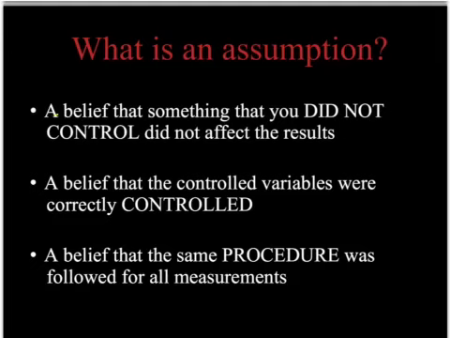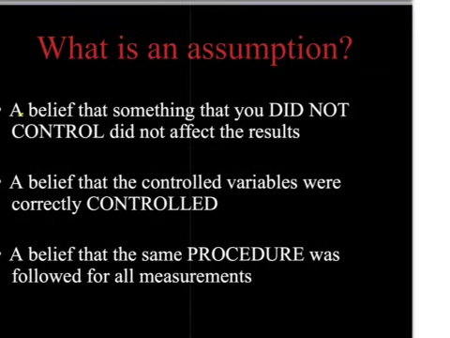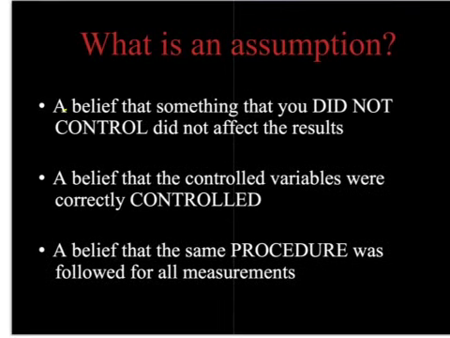So let's consider this in terms of our Rocketman lab. Let's look at this first one here. A belief that something that you did not control did not affect the results. Well, if we consider the fact that we were outside, we obviously couldn't control the wind, and so therefore we did not control that. And so a valid assumption is that the wind did not affect the results. We assume that the wind did not affect the results.